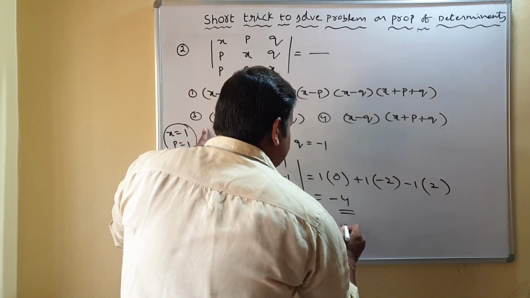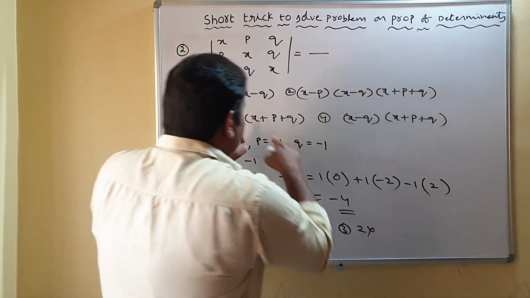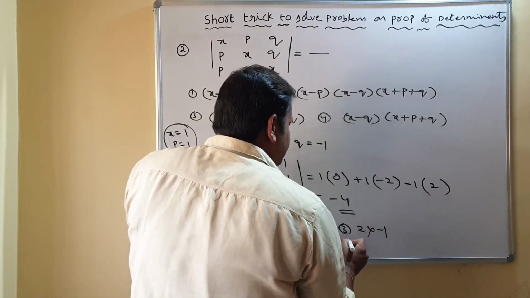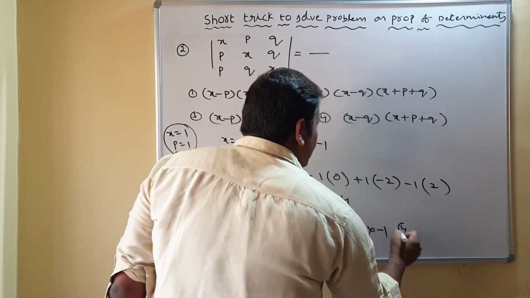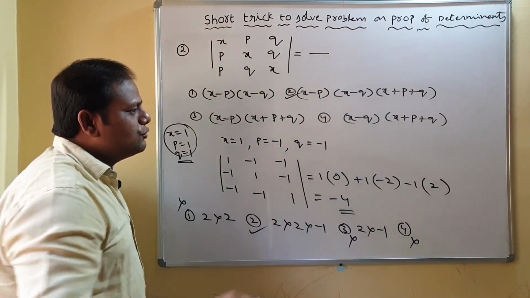Coming to the third option: x minus p, that is 2; x plus p plus q, that is minus 1. So it is minus 2. So it is wrong. The fourth option is also wrong. So what is the answer? The second option is the answer to this problem.